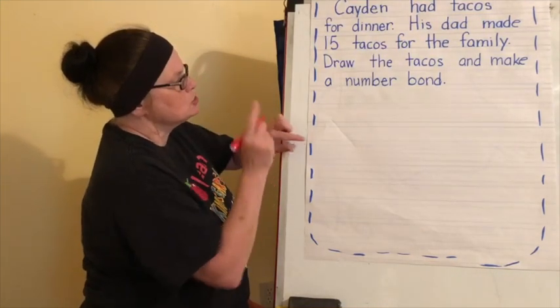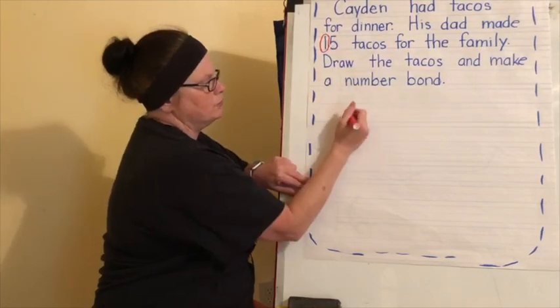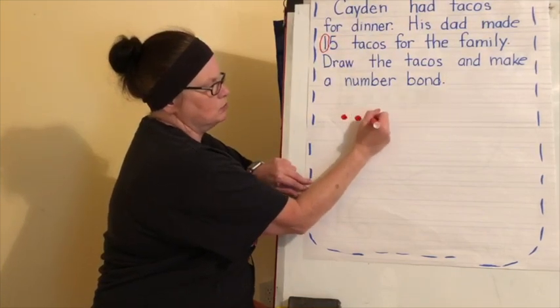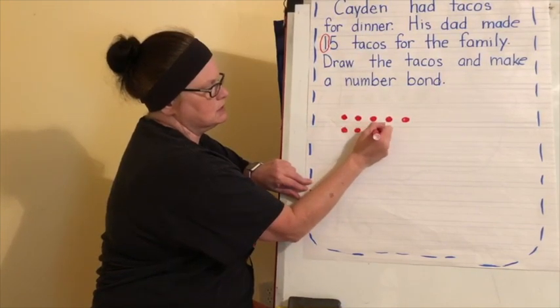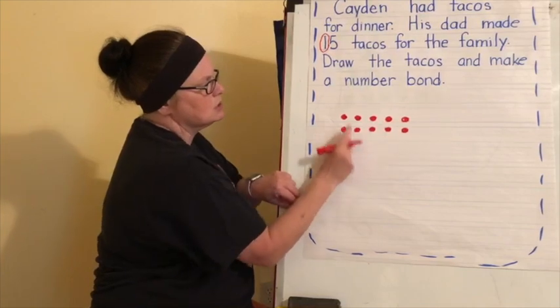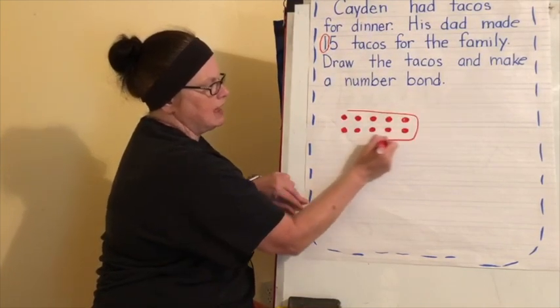All right, great. So we had 15 tacos. So I know right here is my group of 10. So the first thing I'm gonna do is I'm gonna make my group of 10. I love to put it in a 10 frame because it just keeps me more organized. So I have 1, 2, 3, 4, 5, 6, 7, 8, 9, 10. So here's my group of 10.